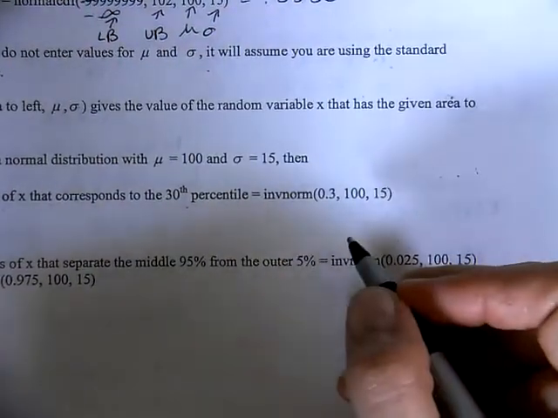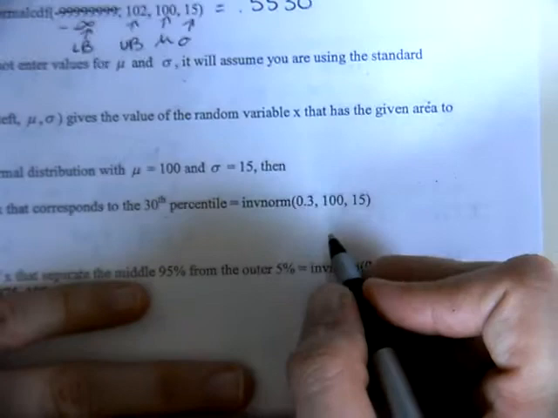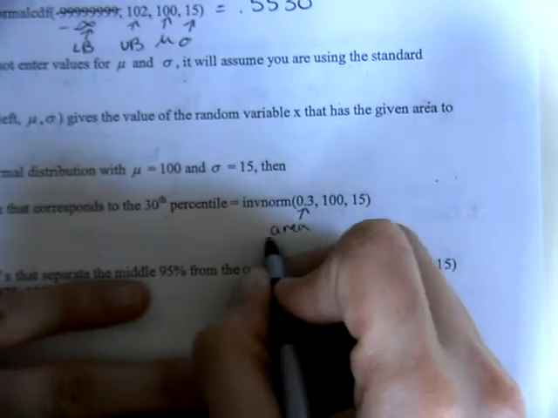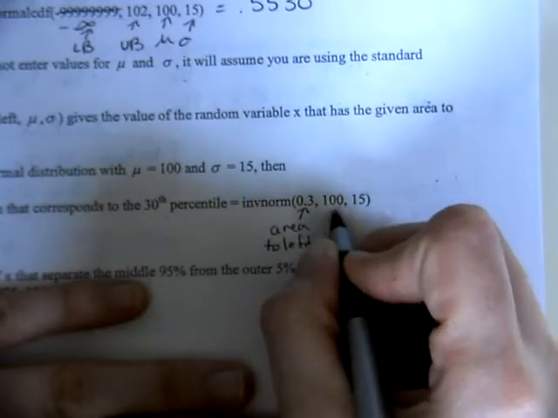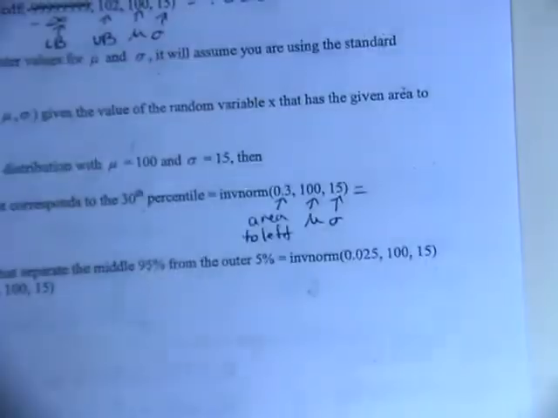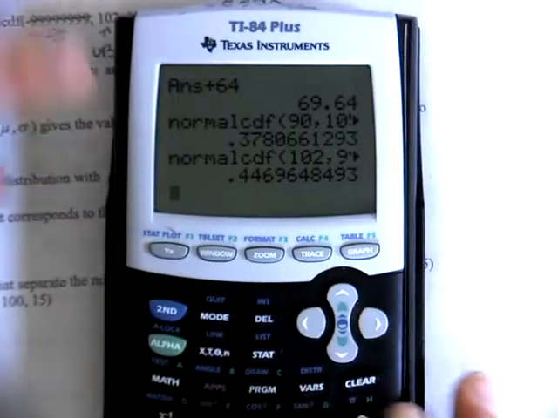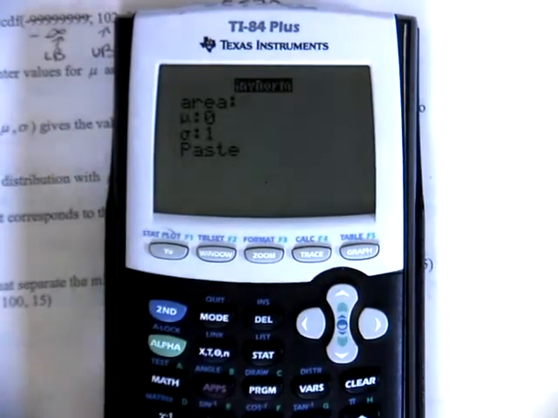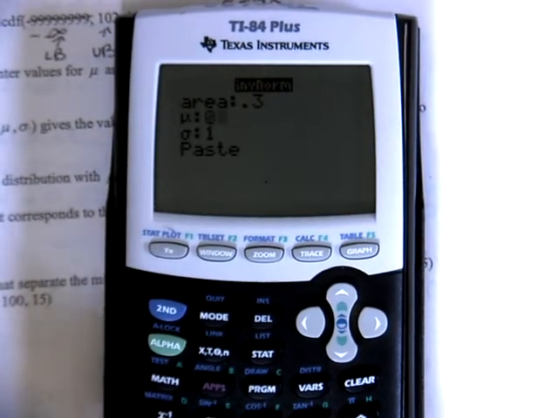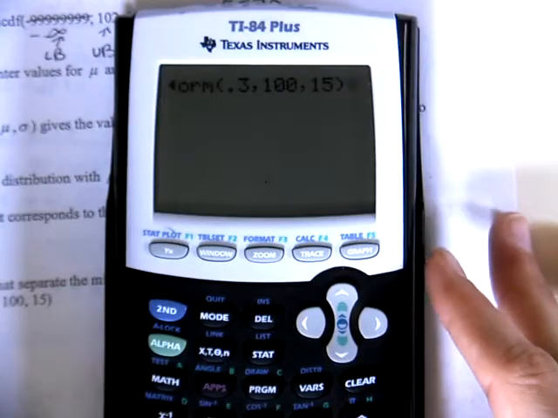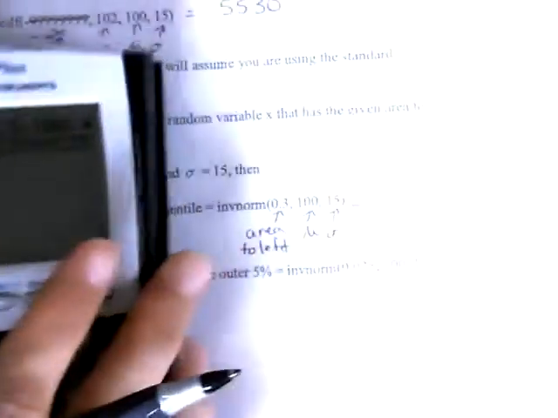So again, we're going to have to make sure we label. Invert norm, 0.3, this would be the area to the left. And then this is your mean, and this is your standard deviation. Invert norm in the calculator, in the distribution menu, is the third one down. So 30th percentile, 100, 15. What this will do is look up the z-score and convert it without having to do all that work. So 0.9213.